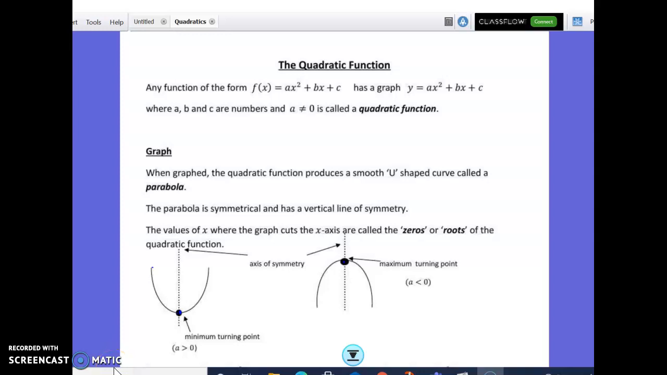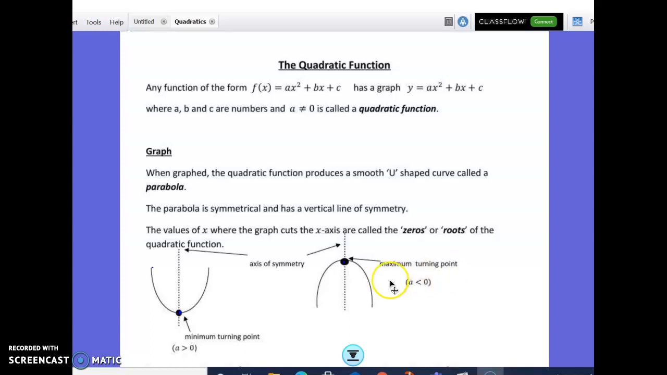Quadratics then. Okay, we're going to have a look at the quadratic function. Now, we've seen quadratics before when we were factorising. A quadratic is basically any function that has a squared term in it. So if we have ax squared plus bx plus c, that is a quadratic function, as long as the a is not equal to 0. If we graph a quadratic function then, the graph will be of the form y equals ax squared plus bx plus c.